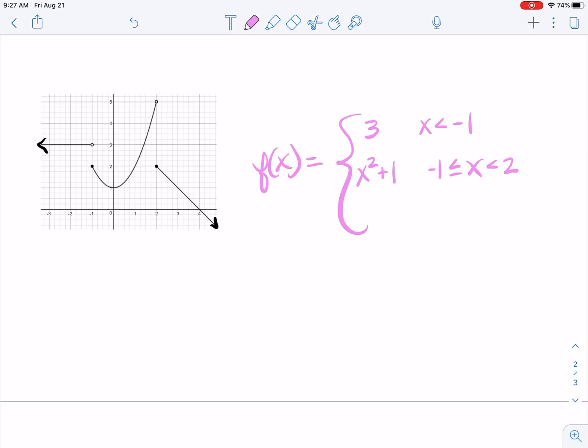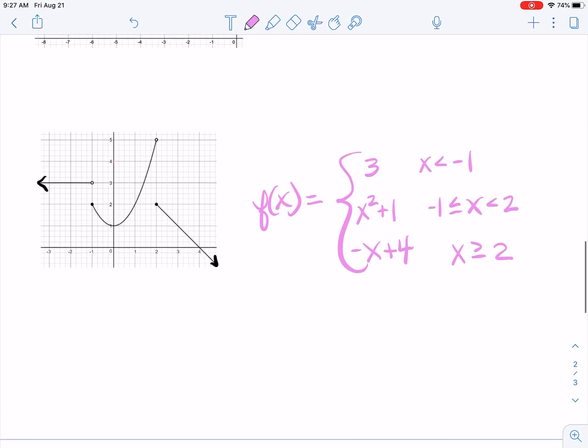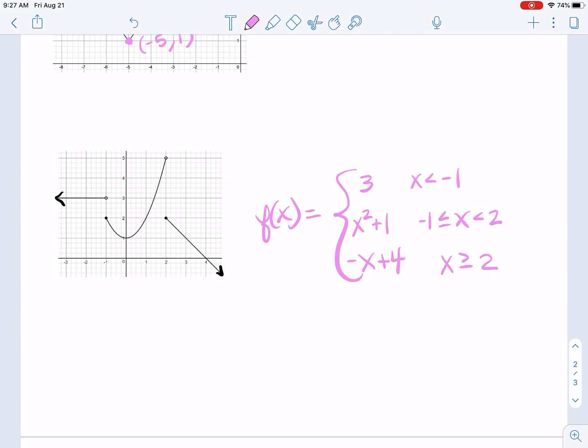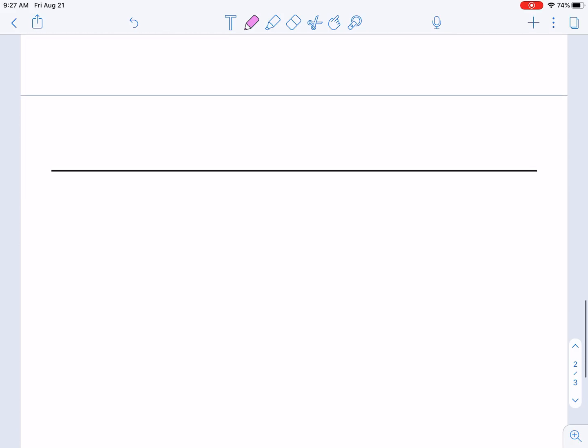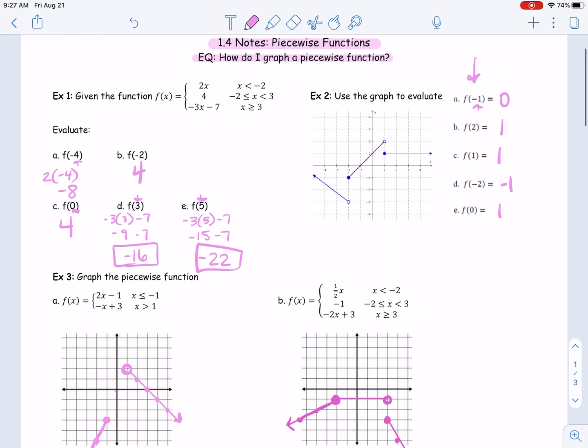Okay, and then the last one, I know my domain is going to be from anything greater than 2. x is greater than 2. My slope on that last part is -1, so it's -x. This is an easy one where I can just kind of go back and figure out my y-intercept. So that would be 4. And there you have it. Okay. And if you wanted to check yourself, you could plug these 3 things into the calculator and make sure that you're getting a similar graph. But those are correct. And that is it, guys. That is 1.4 piecewise functions.